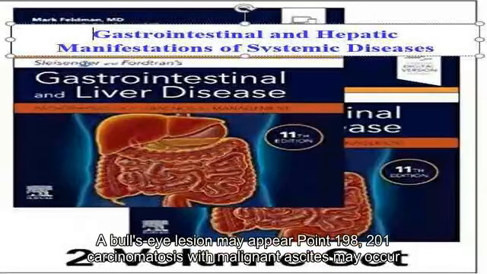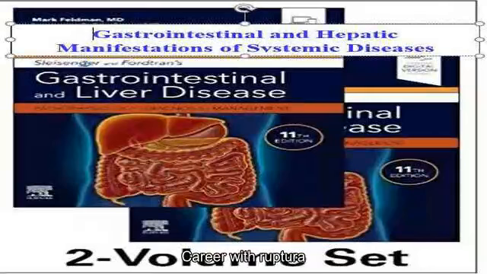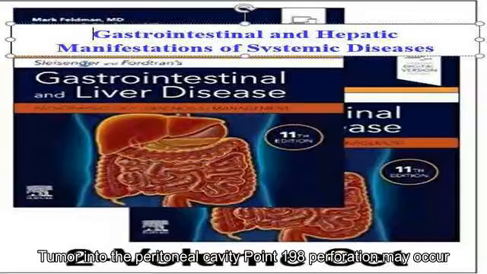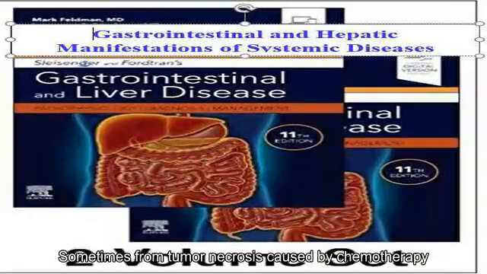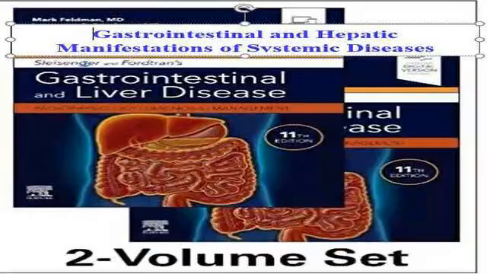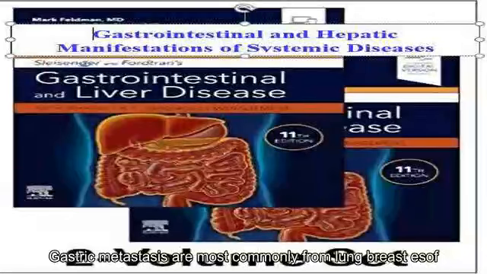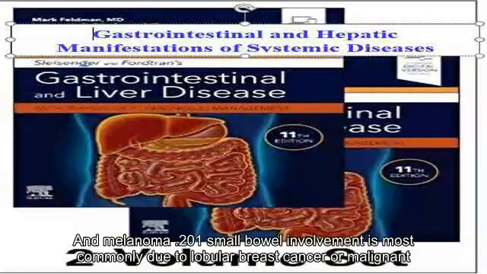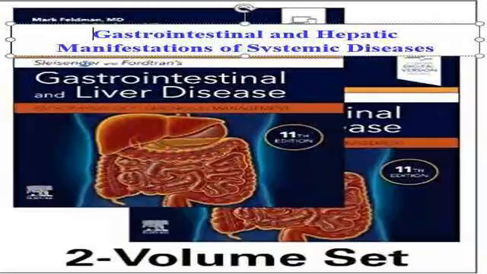Carcinomatosis with malignant ascites may occur with rupture of tumor into the peritoneal cavity. Perforation may occur, sometimes from tumor necrosis caused by chemotherapy. Gastric metastases are most commonly from lung, breast, esophagus, and melanoma. Small bowel involvement is most commonly due to lobular breast cancer or malignant melanoma.